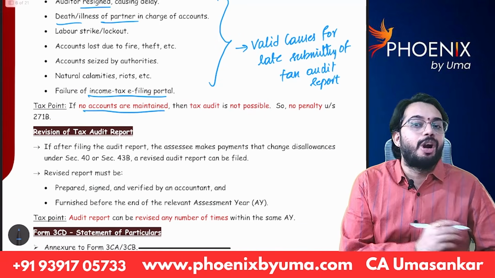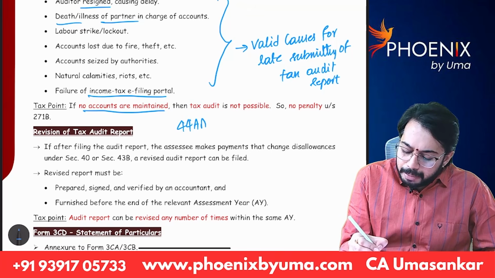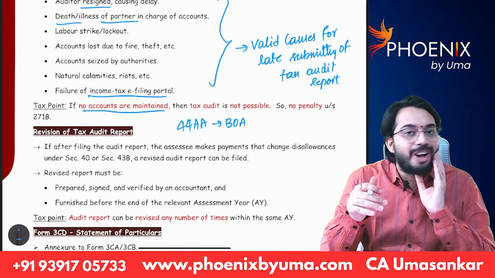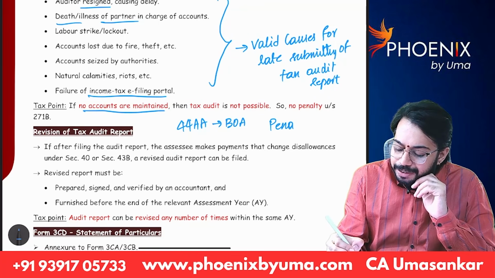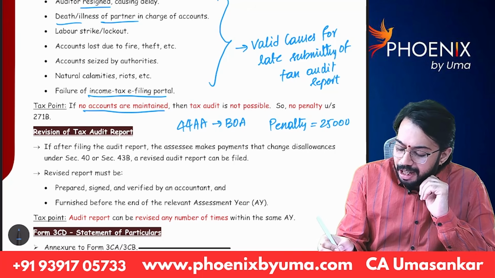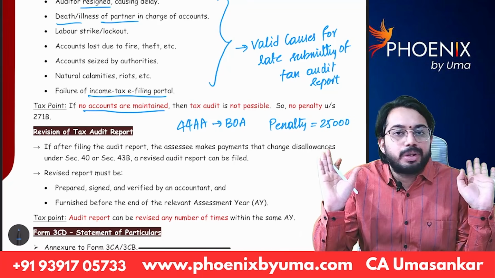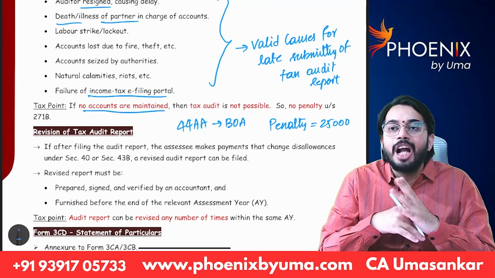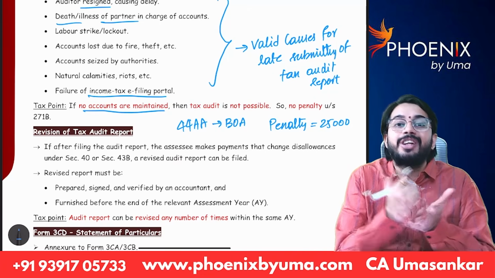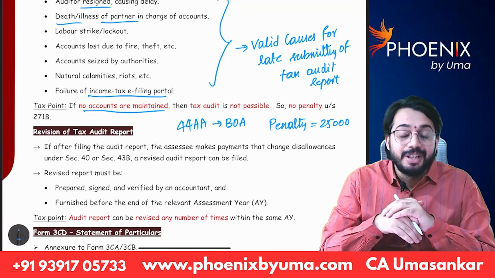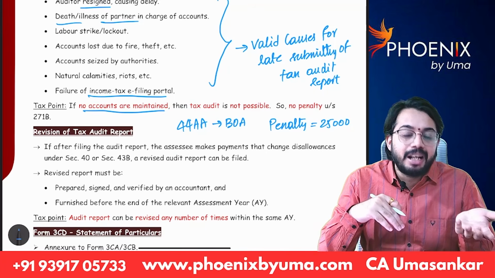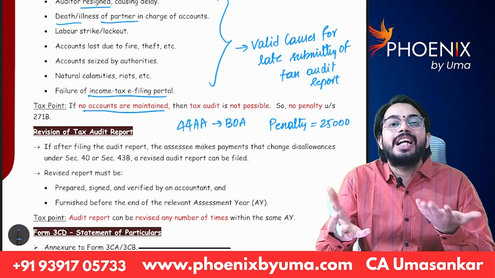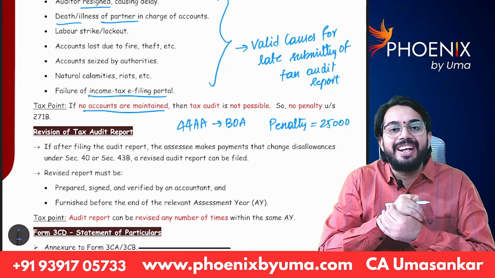If books of accounts are not maintained, see, books of accounts are required to be maintained as per 44AA. What 44AA says? If books of accounts are not maintained, then penalty is 25,000. Now, income tax department came. I am not maintaining books of accounts. I need to pay penalty of 25,000. I paid penalty of 25,000. Now, if books of accounts are not maintained, how tax audit will be done? So I have not done tax audit also. If books of accounts are not there, tax audit cannot be done. So that's why tax audit penalty will not be levied. Are you able to understand?